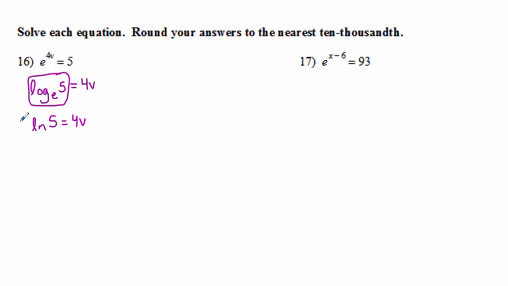What is ln of 5? 1.609. And then we need to divide both sides by 4. So remember to just make it do answer divided by 4. And we get 0.4024.